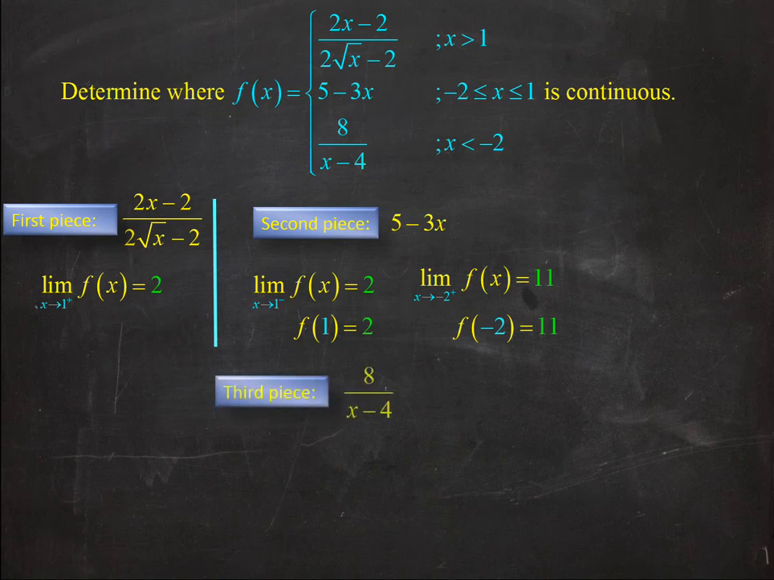Now, 8 divided by x minus 4. Well, the only point of concern is when x would equal 4. But that's outside the domain, so I never have to worry about x equaling 4. So this little segment, 8 divided by x minus 4, is 100% continuous within its domain. All I need to do now is to see where it joined with the piece above it.